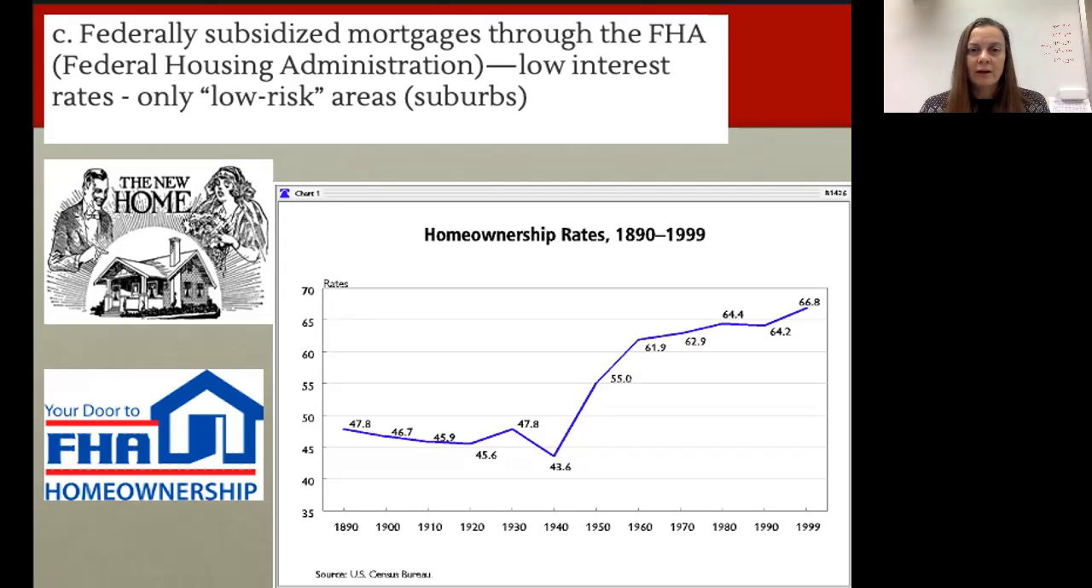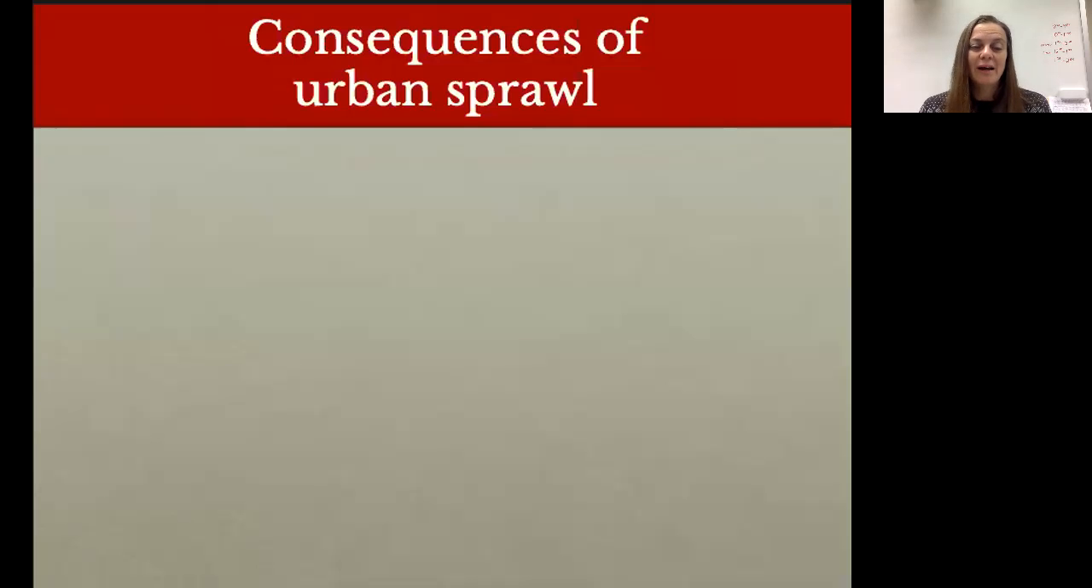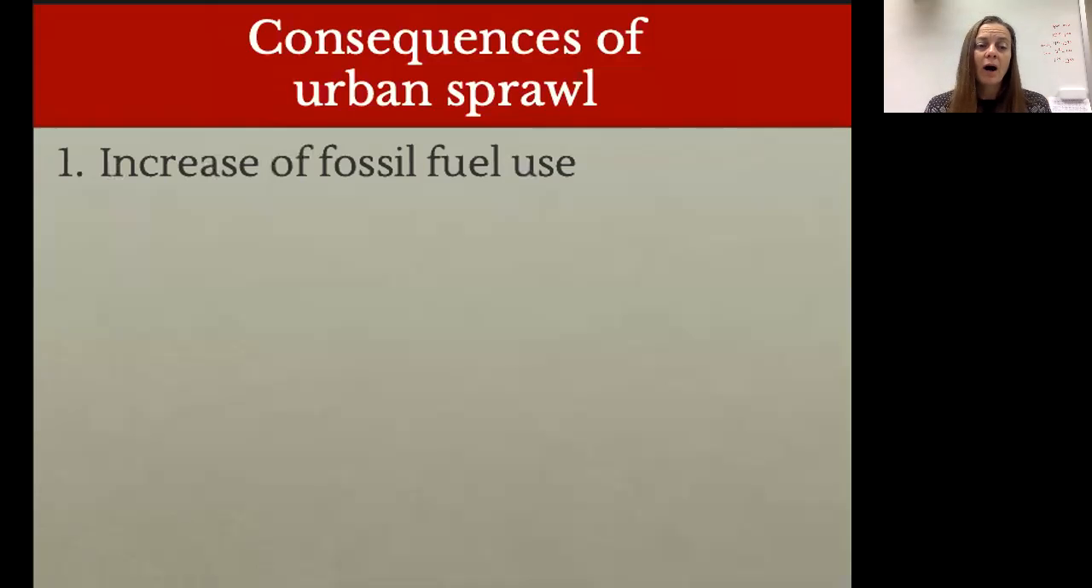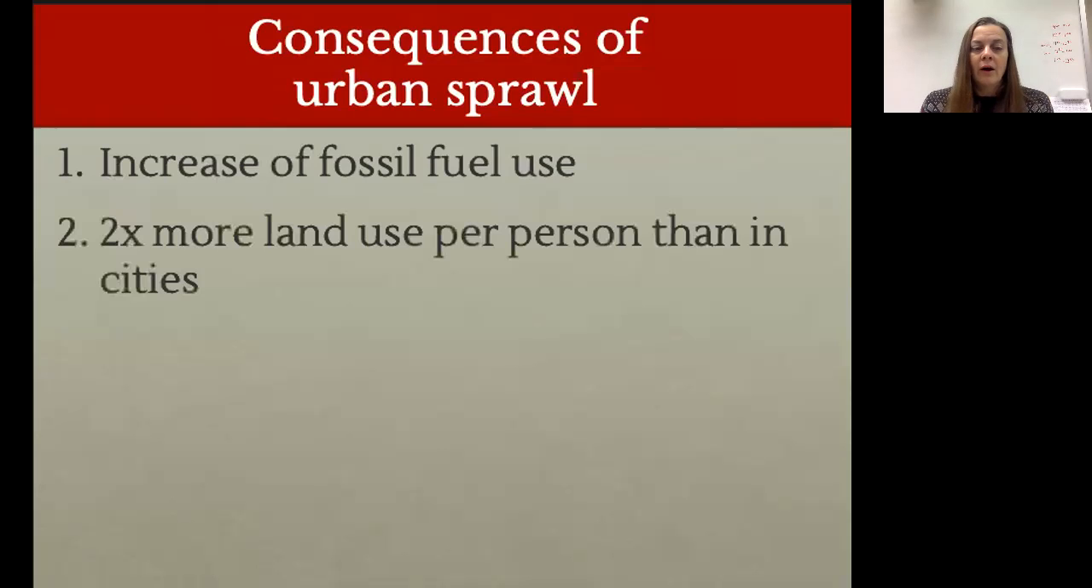So in an environmental class, why are we talking about urban sprawl? Because it matters. It has major consequences for the environment. Obviously, a big consequence is the increase in fossil fuel use. As we drive more, we use more fossil fuels. It also uses 2 times more land per person than in cities. And so as our population expands and we need more arable land, this also has a consequence there.